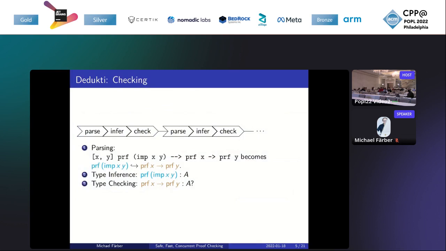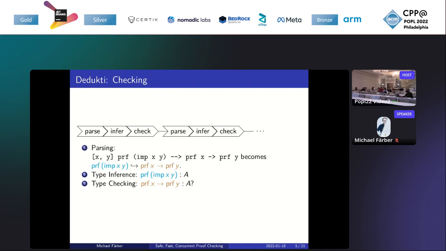How does Dedukti check a theory? It proceeds by checking each command one by one, and for each command it goes through three phases, namely parsing, type inference and type checking.